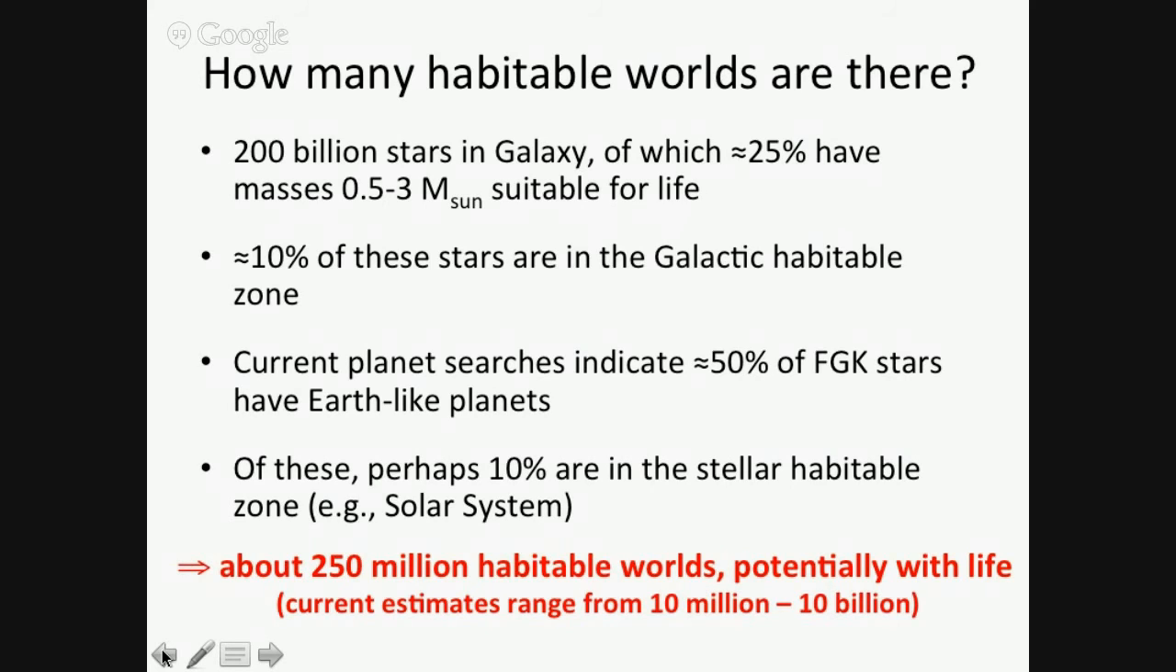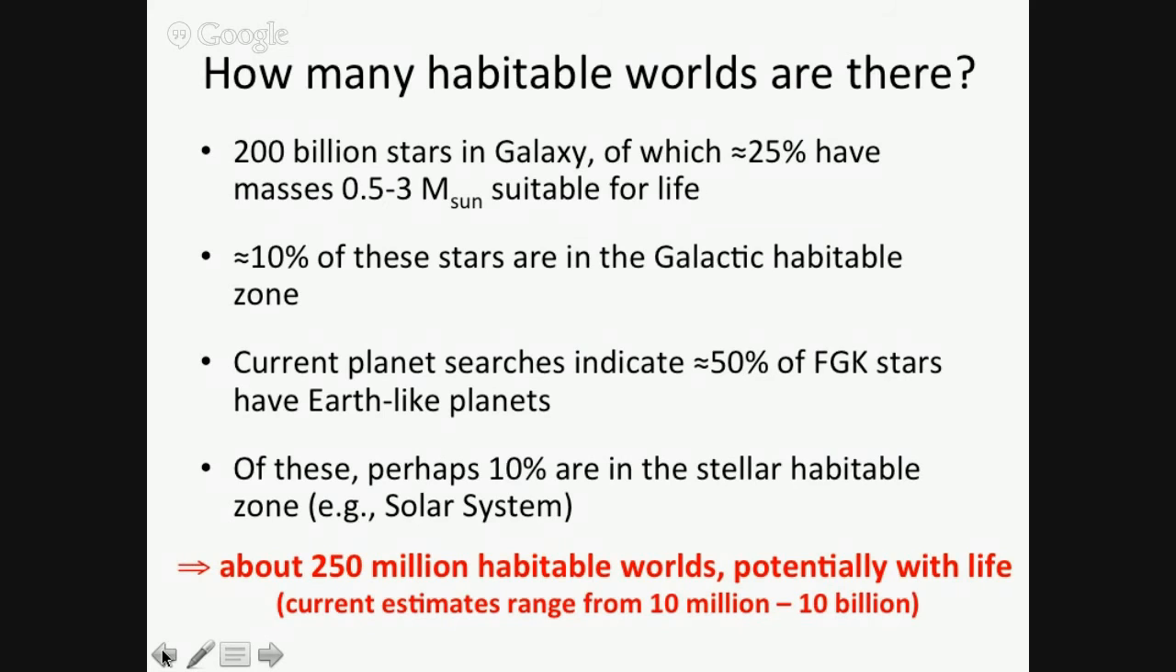But if you look in our solar system, we've got one planet out of 9 in the habitable zone, or one planet out of 8, depending on what you count. So that's 1 in 10, roughly, give or take. If you multiply all these numbers together, you get down to something like 250 million habitable planets in the galaxy. That's still a huge number. This is still not rare.